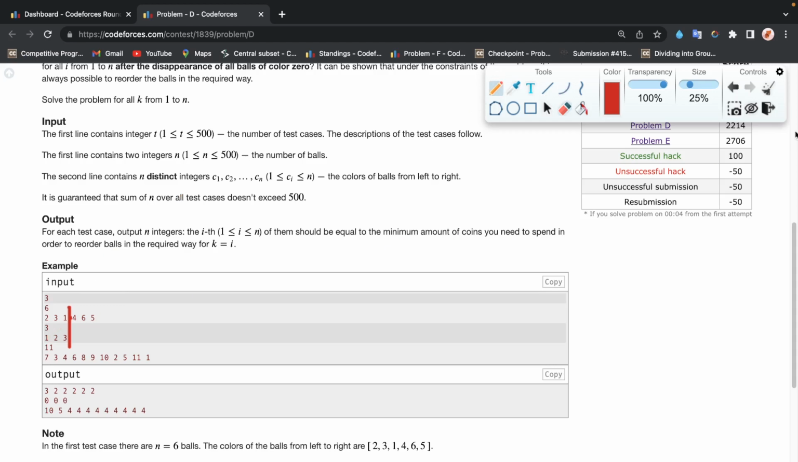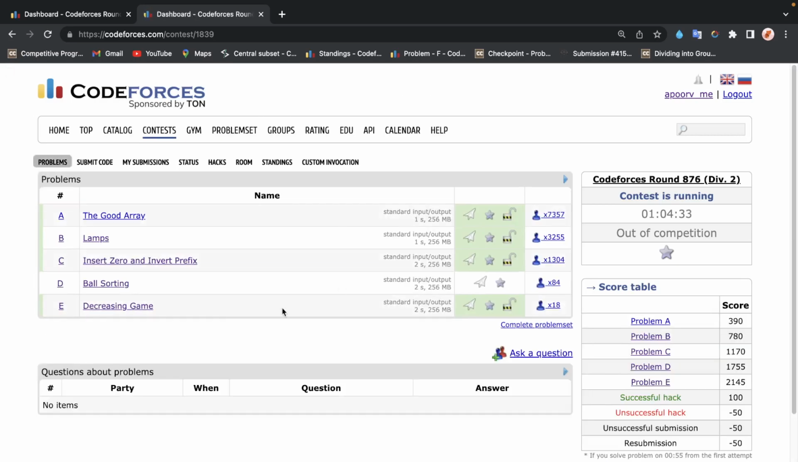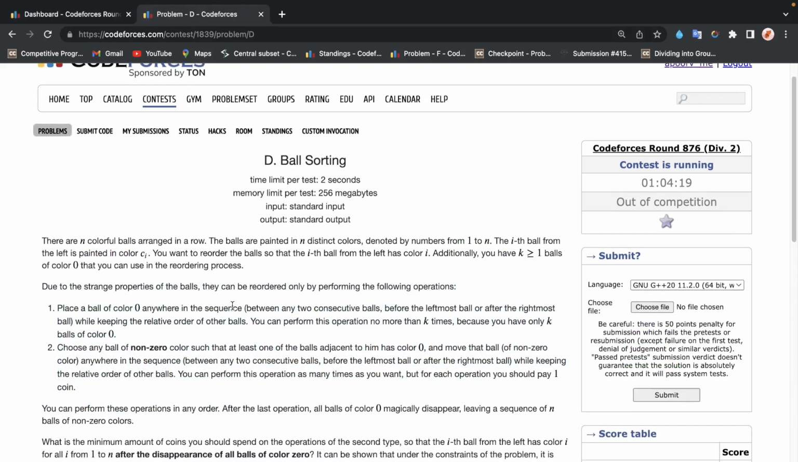This 4 did not need a swap before. It was at its correct position. I don't know. I legit don't know how to do this, and I did this. Crazy. Well, crazy and funny.